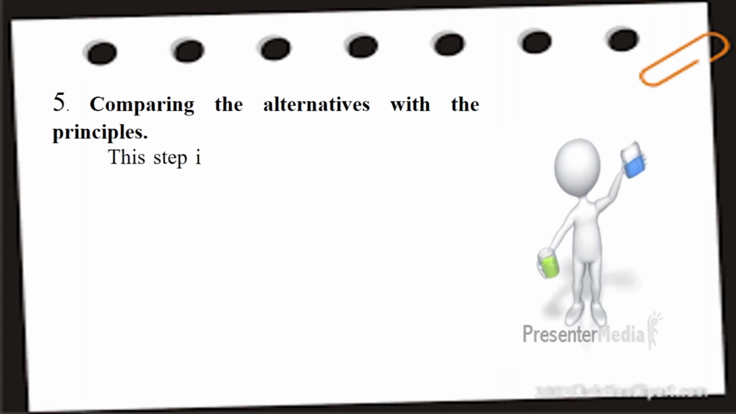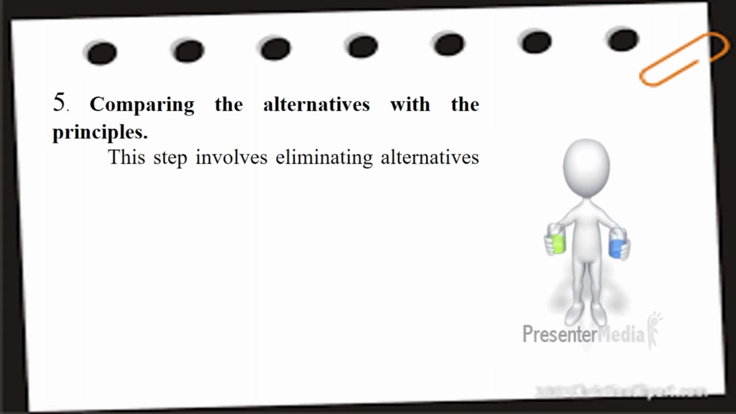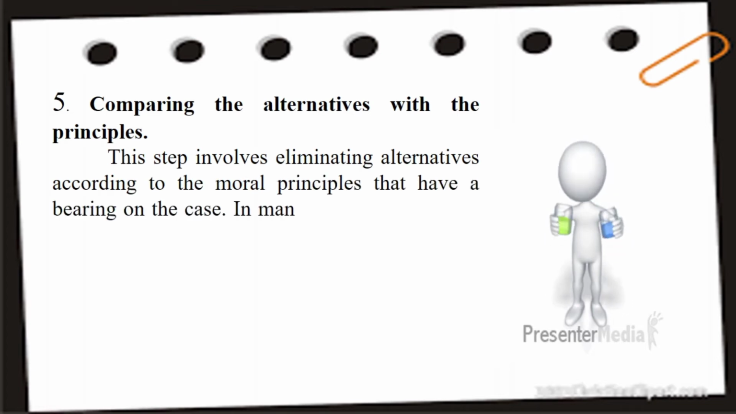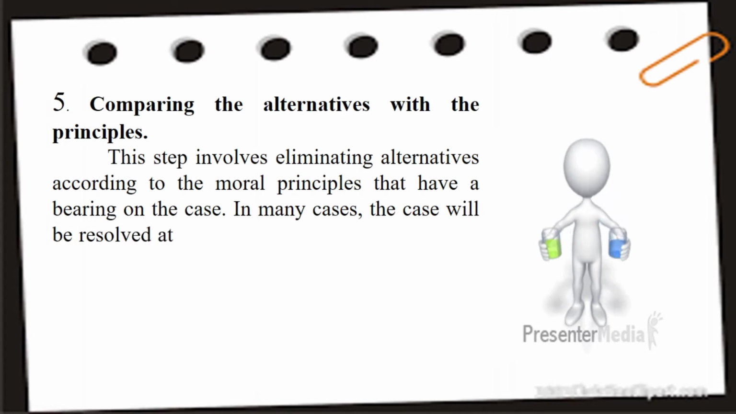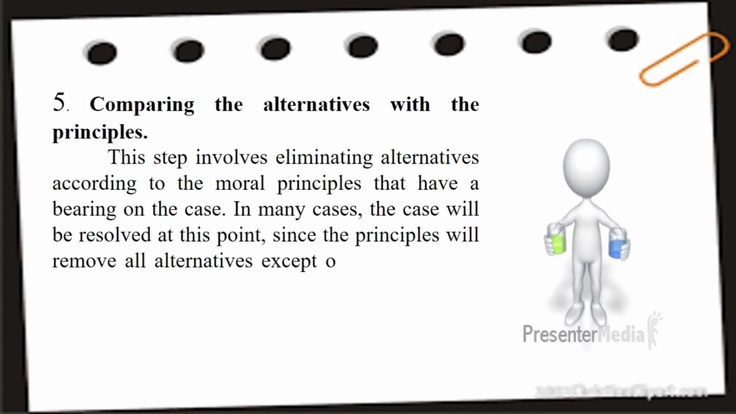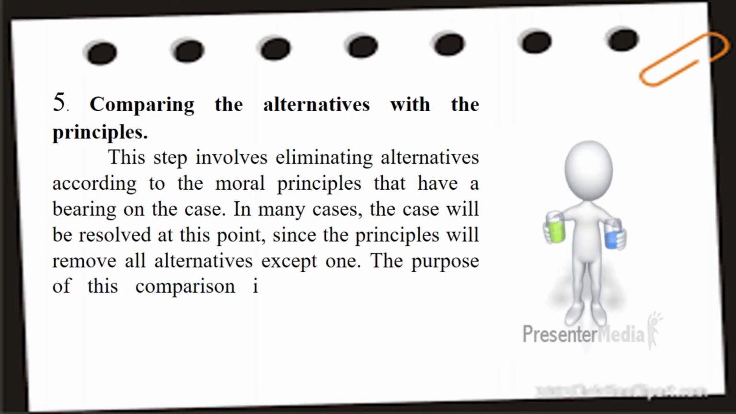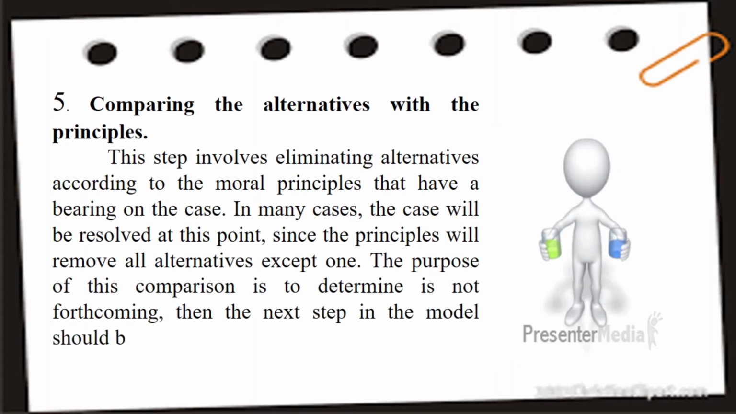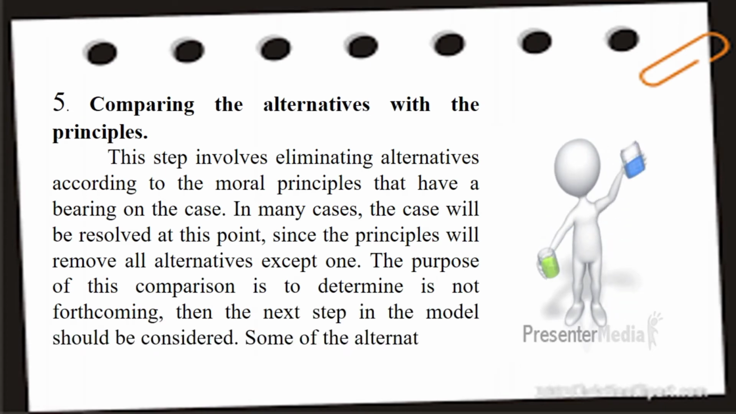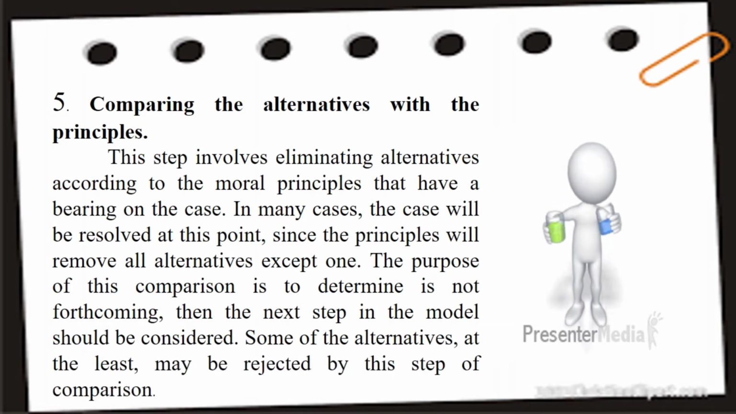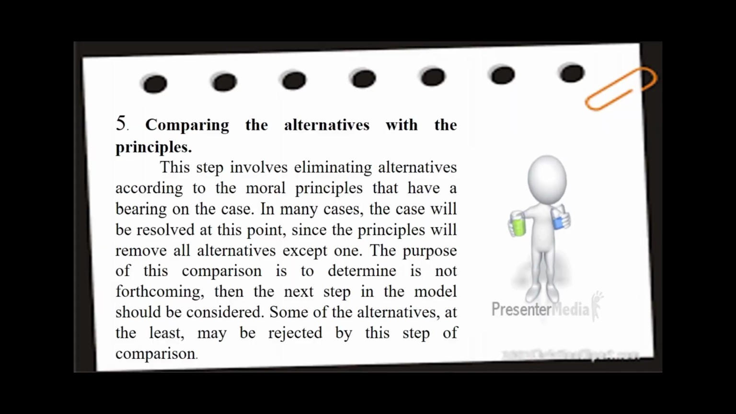Number 5, comparing the alternatives with the principles. This step involves eliminating alternatives according to the moral principles that have a bearing on that case. In many cases, the case will be resolved at this point, since the principles will remove all the alternatives except one. If a clear decision is not forthcoming, then the next steps in the model should be considered. Some of the alternatives on the list may be rejected by the step of comparison.